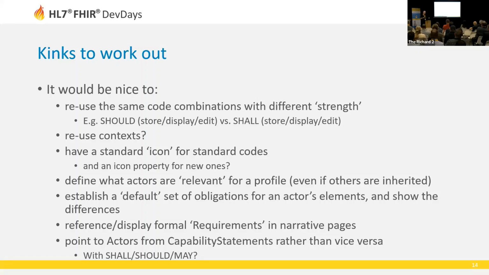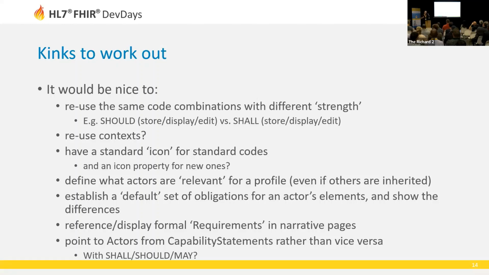Contexts: if I want to talk about human medicine and I want to talk about Canadian and I want to talk about oncology, it'd be nice to be able to reuse that as a concept. We can't do that right now. We have this ability to define all of these different behavioral codes, but they're kind of longish, and rendering them in implementation guides takes up a fair bit of real estate. It'd be nice to have a little icon that I can include for each type of behavior.